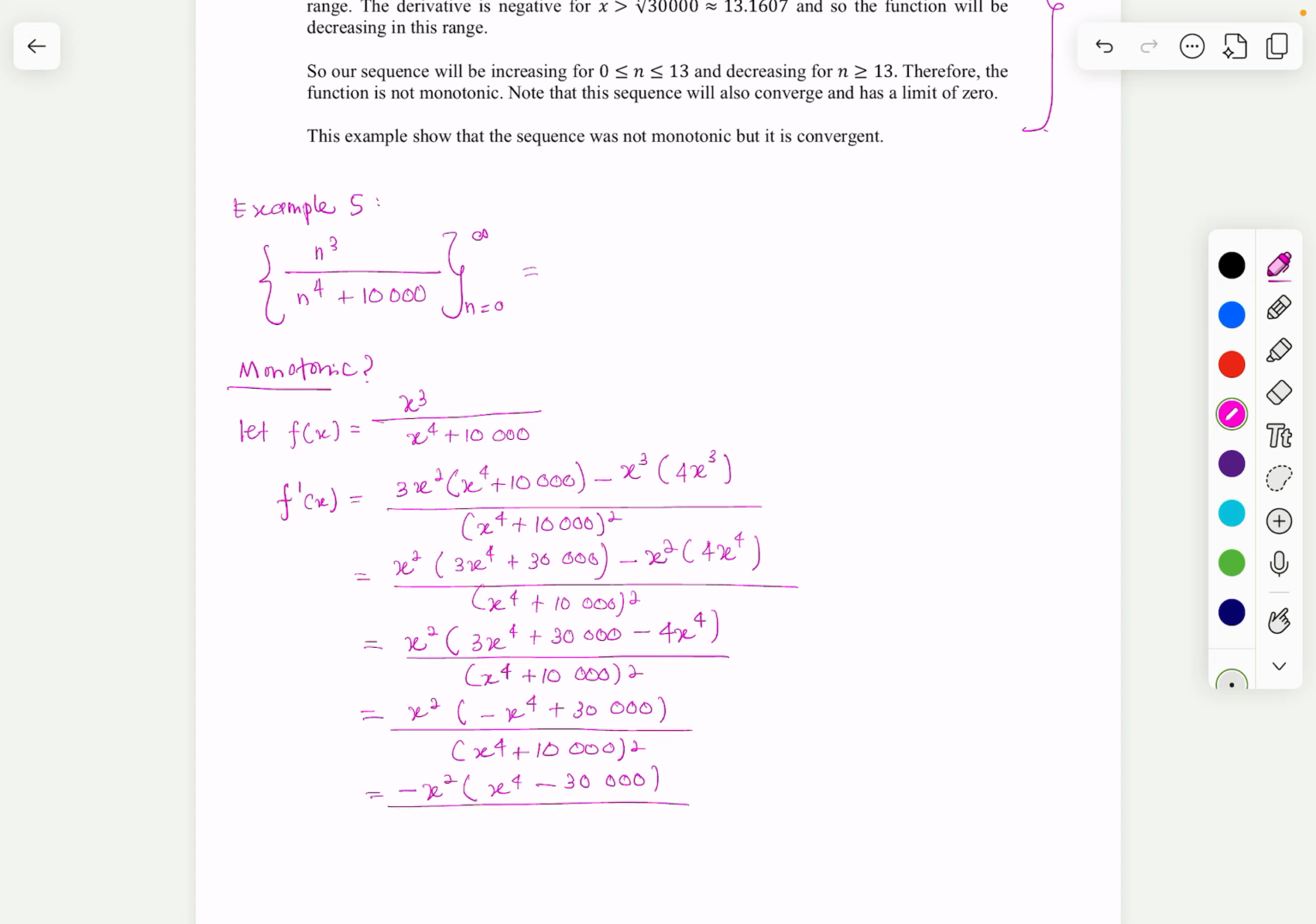Okay, divided by x to the power 4 plus 10,000 squared. So this is the first derivative. And you know this is the interval for the x we consider here. It starts from n equals 0 to infinity, so we consider the interval for x to be from 0 to infinity.